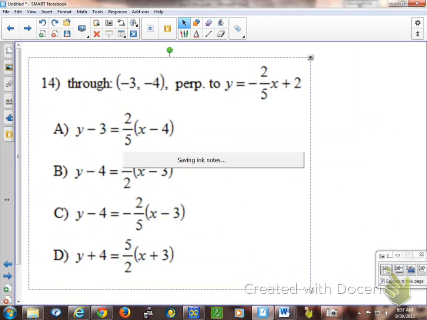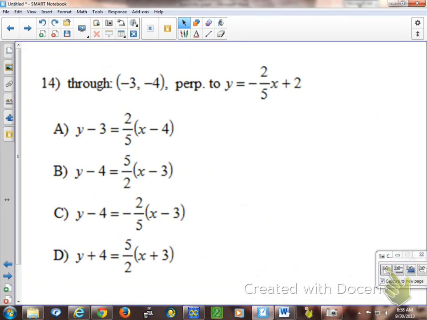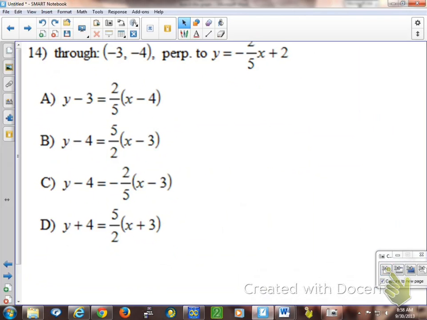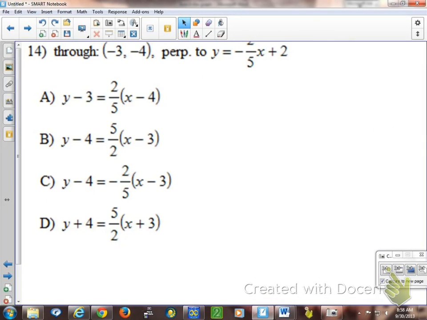All right, number 14. Perpendicular to that line. What is the slope of that line? Negative 2/5. Cameron, what is going to be the slope of our line if it's perpendicular to that one? Negative 2/5? No, that's parallel. Parallels are the same. Perpendicular, things are opposite, so opposite and flip the sign. 5/2. Positive 5/2.